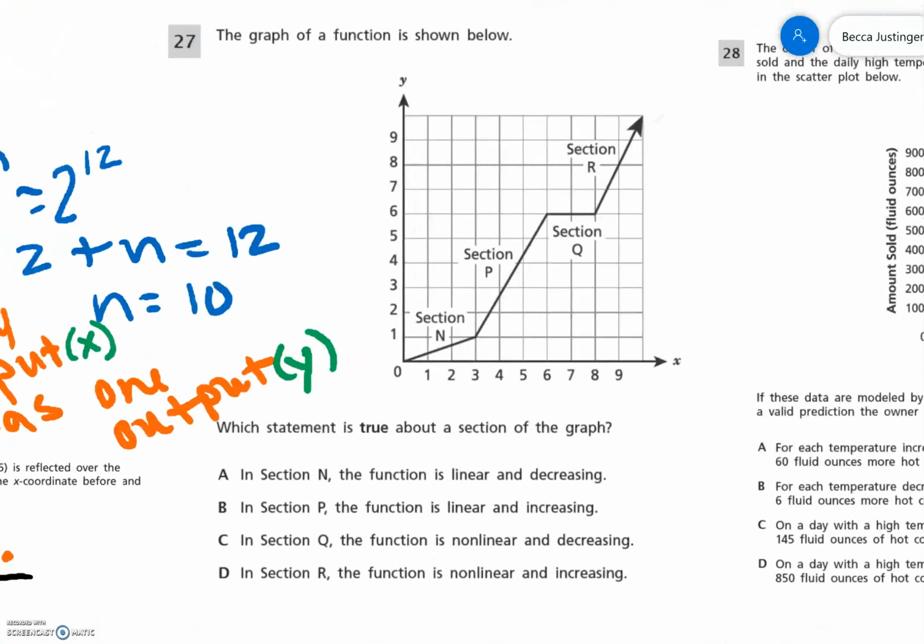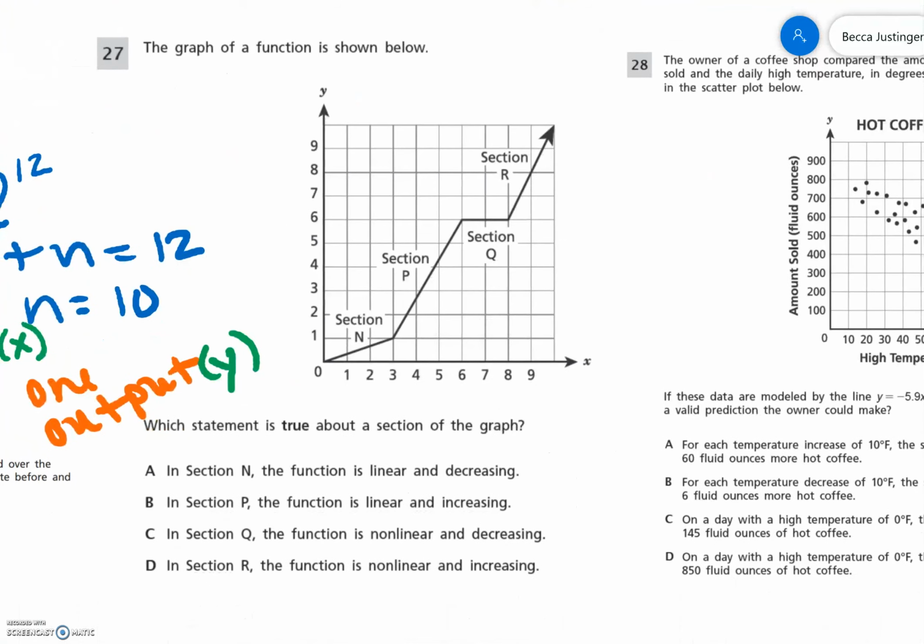All right, number 27. The graph of a function is shown below. Which statement is true about the section of the graph? In section N, so N is here, the function is linear and decreasing. It is linear, but it is not decreasing, it's increasing. In section P, here's section P, the function is linear and increasing. That is true. Let's check the other ones though.